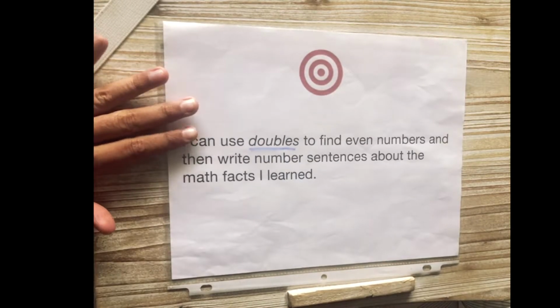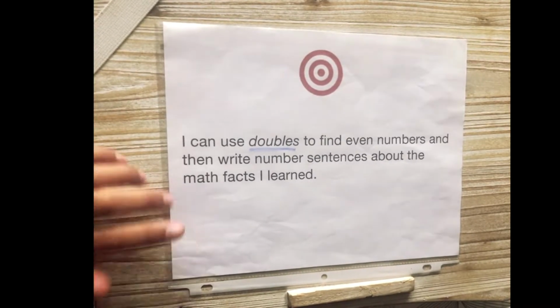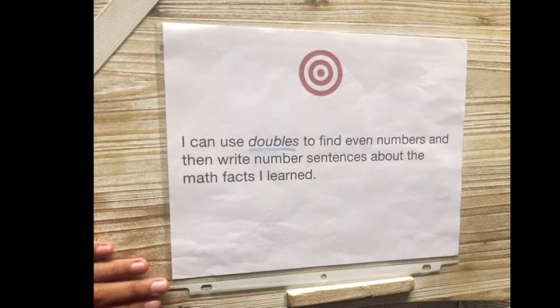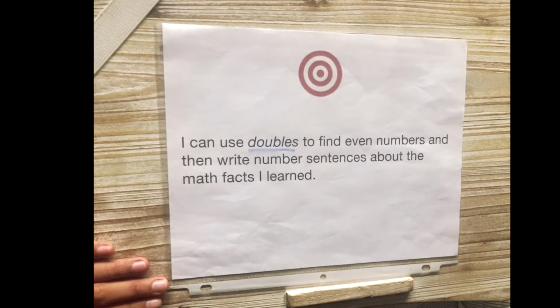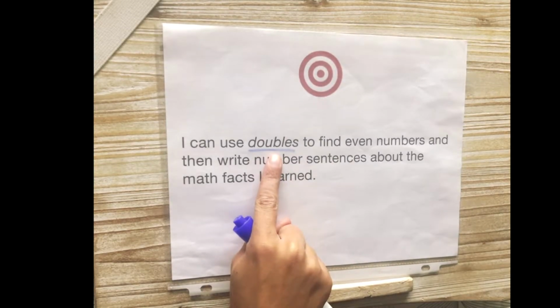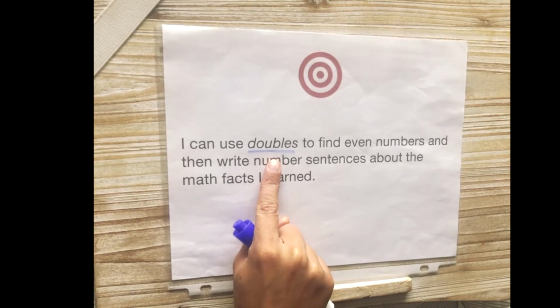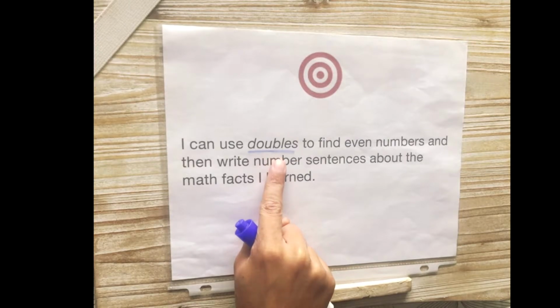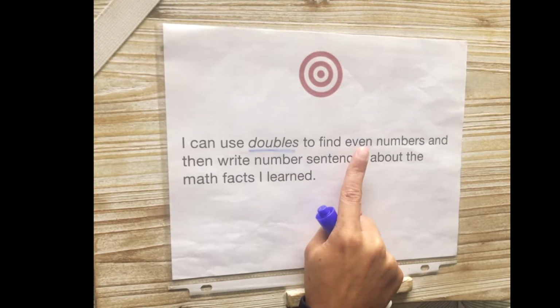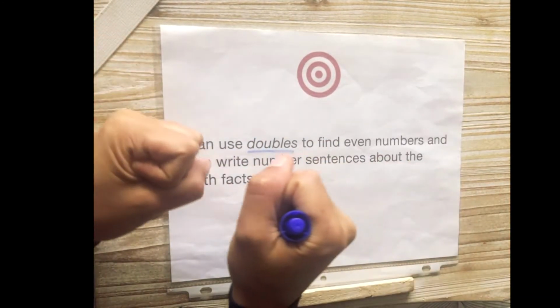So let's go ahead and look at our objective for today. It says, today I can use doubles to find even numbers and then write number sentences about the math facts I learned. And one of our vocabulary words for today is going to be the word doubles. Go ahead and get ready to say that word with me, doubles. We're going to be learning throughout the lesson what a double is and how it can help us when we are finding even numbers that can be divided into equal groups.